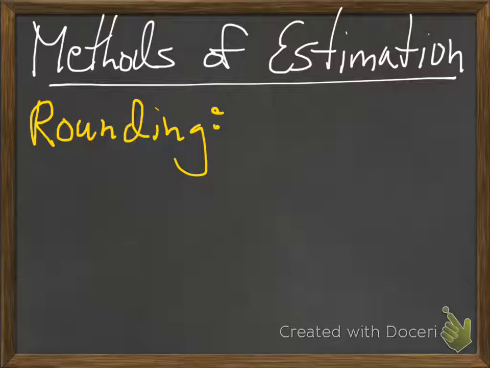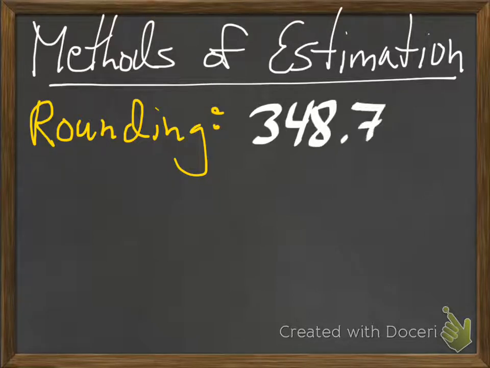If we want to round to any place, it doesn't matter whether it's a whole number, rounding to the nearest 10, or rounding to a decimal place, we look to the immediate place to the right of the place. So let's say we're rounding 348.7, and we want to round that number to the nearest 10. Right there we're going to look at that place. The question is, how do we round the 4?